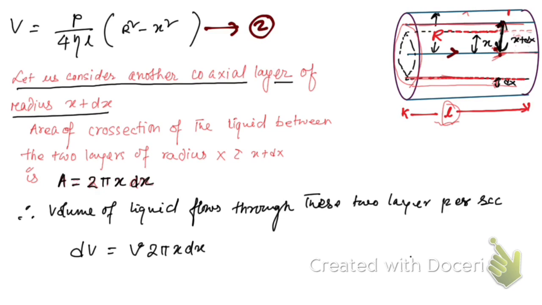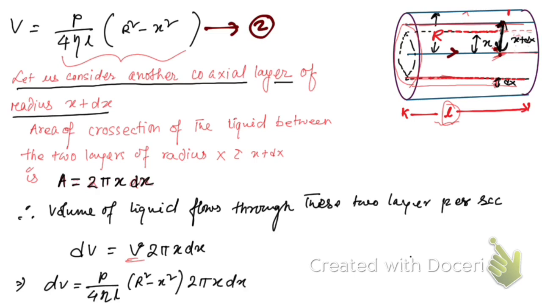Now you see, this v is equal to this one. So let me use equation number 2. Instead of v, we're going to write P by 4 eta L into (R square minus x square). Then here we have 2 pi x dx. That's what we have got, using equation number 2.